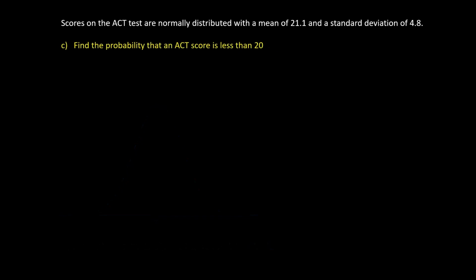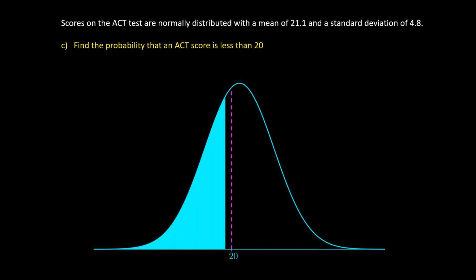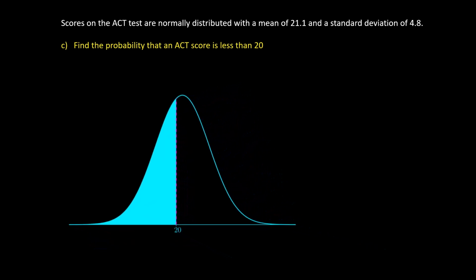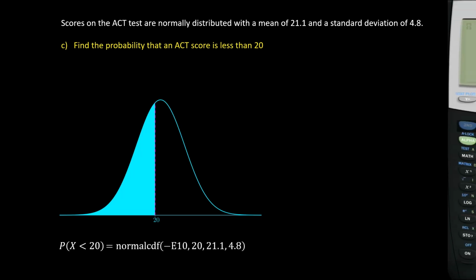For part C, we need to find the probability that an ACT score is less than 20, so less than 20, that's our keyword there. So let's draw the normal distribution, label it, and place a boundary at 20. In this case, we'll shade the area to the left. Using probability notation, we write P of x less than 20. And the calculator command, again, is normal CDF, so let's use our calculator.